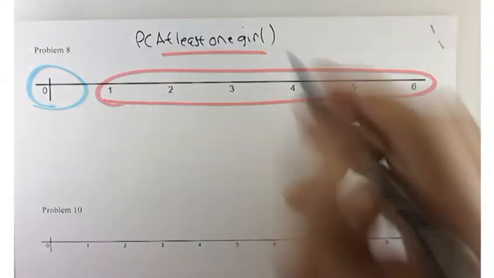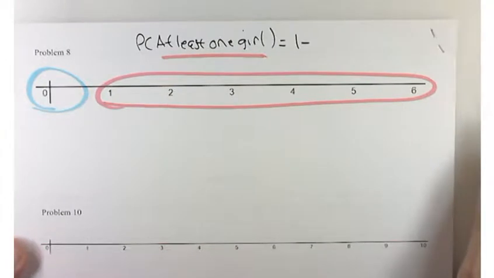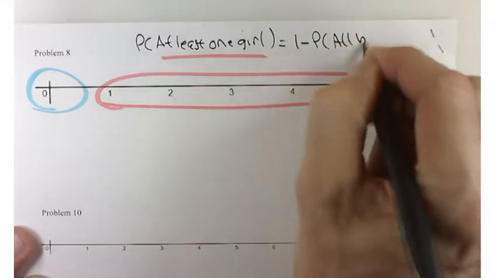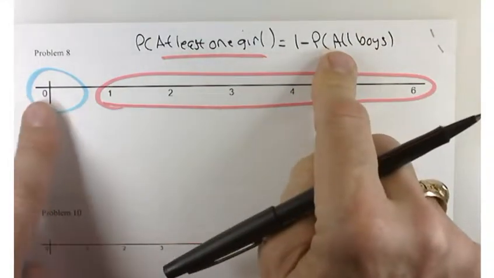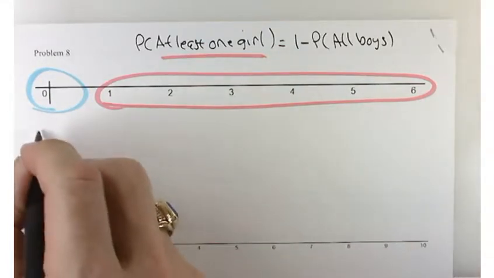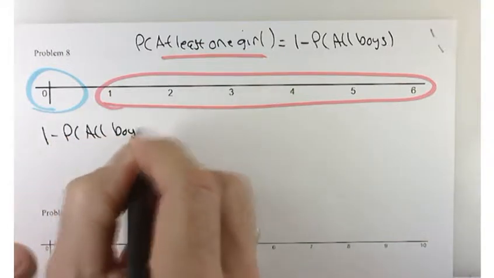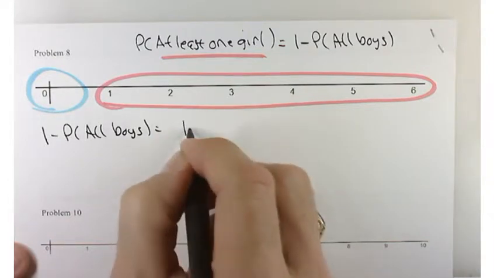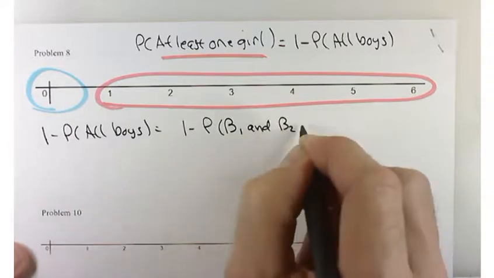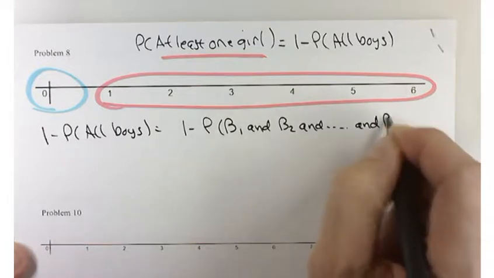How are we going to calculate it? 1 minus the probability of all boys. Or 1 minus the probability of no girls, of none. So 1 minus probability of all boys is 1 minus probability of a boy on the first one and a boy on the second one, all the way down to the last one.